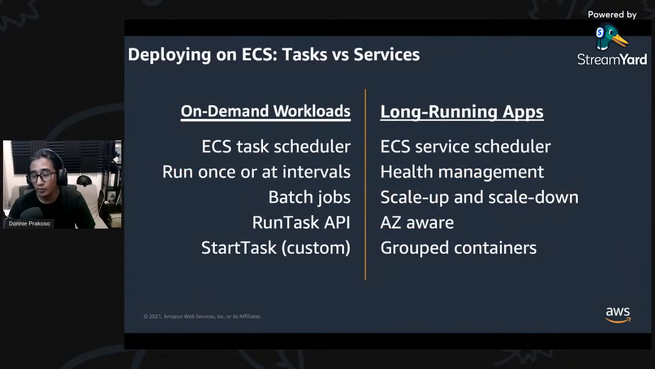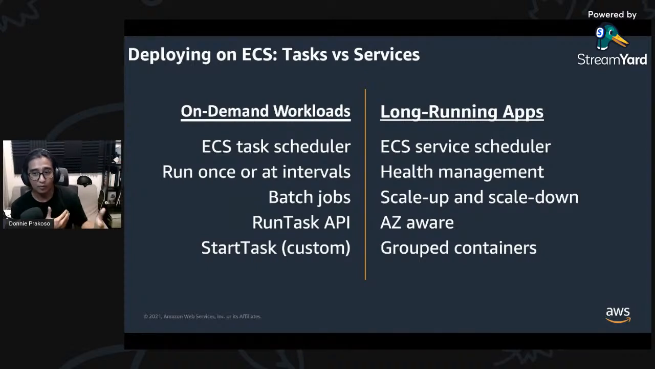Okay, so we have talked about tasks and services, and we have explained some of the differences between them. But this is a common question: which one do you use for your particular workload? For on-demand workloads, the ECS Task Scheduler is the best option. It is ideal for workloads that need to run once or at recurring intervals. You can think of it like a batch job or short-lived operation.